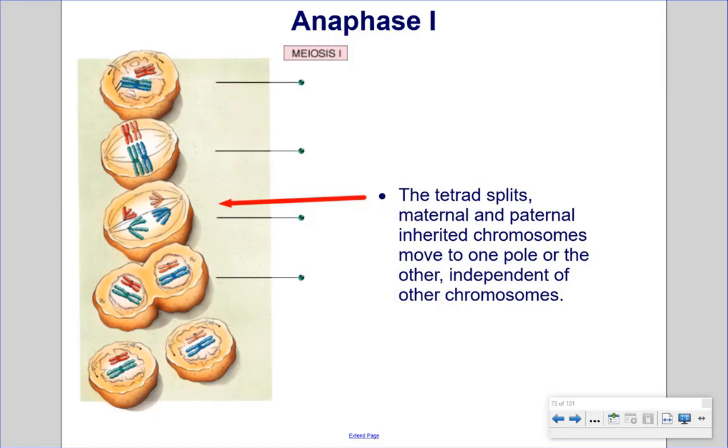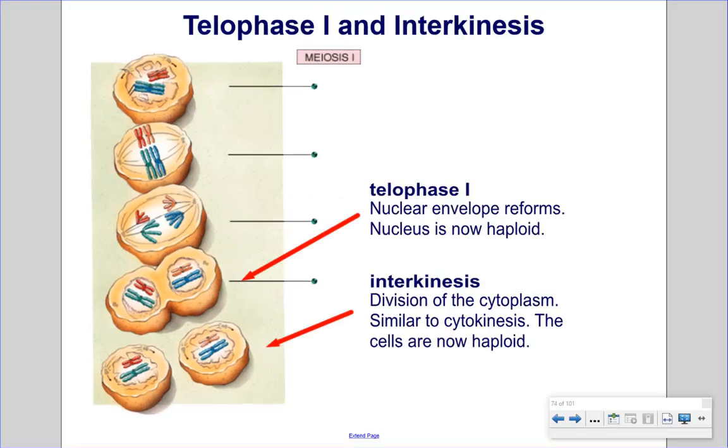Anaphase I. In Anaphase I of Meiosis I, the tetrad splits. Maternal and paternal inherited chromosomes move to one side or the other, independent of other chromosomes. Telophase I and Interkinesis. In Meiosis I, Telophase I, nuclear envelope reforms. The nucleus is now haploid. Interkinesis is division of the cytoplasm, similar to cytokinesis. The cells are now haploid.